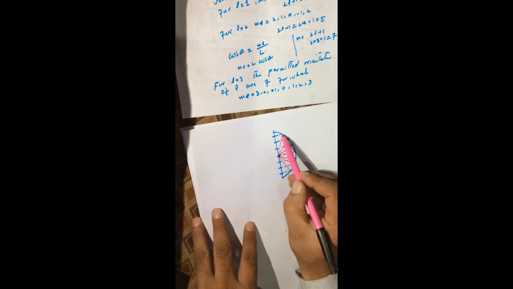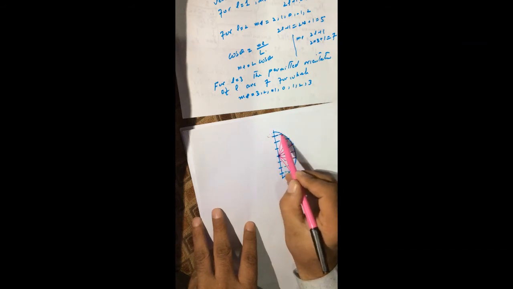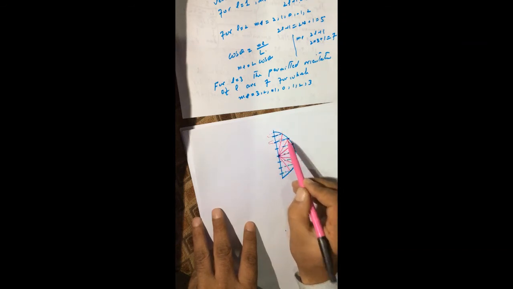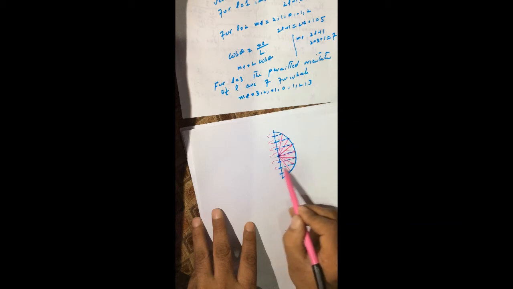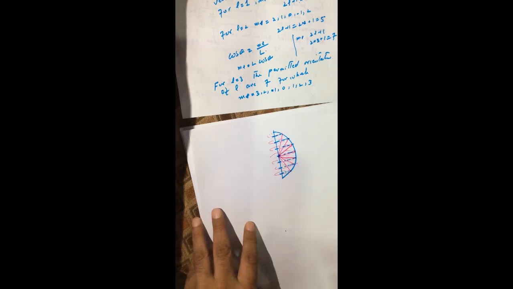So it either precesses in this way, or in this way, or in this way, and so on. These are the possible 7 orientations of L.